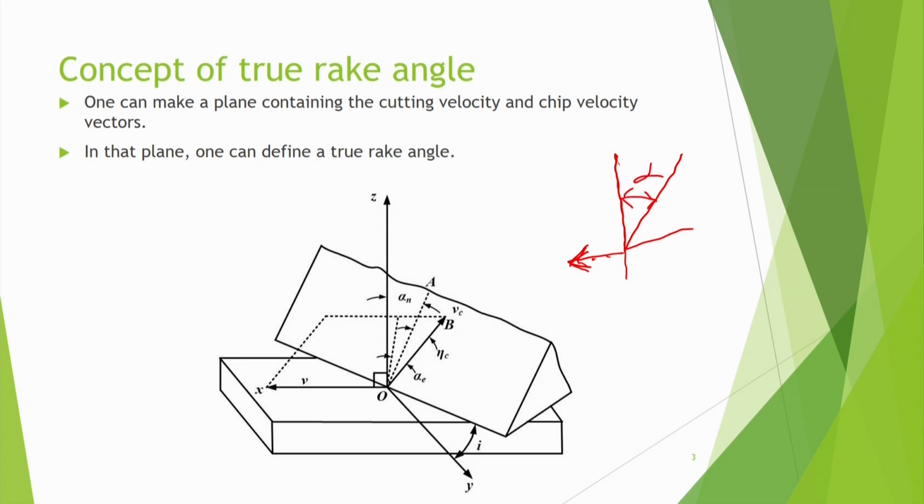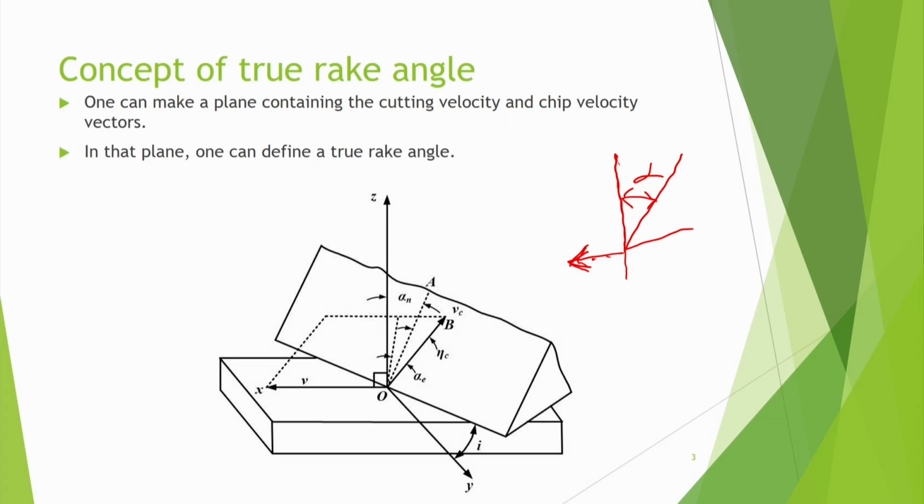So this is alpha, the only rake angle we define in orthogonal cutting, but in this case there can be several rake angles, which we have discussed in the previous classes also. We talked about the normal rake angle, the orthogonal rake angle, and the side rake angle in the American standard system.